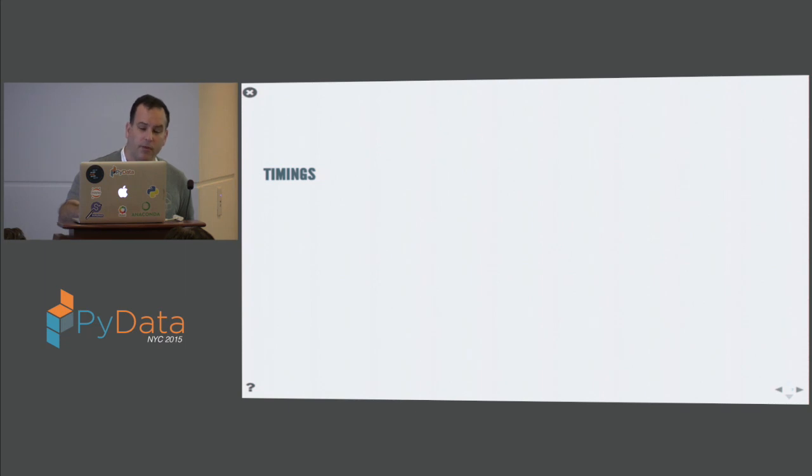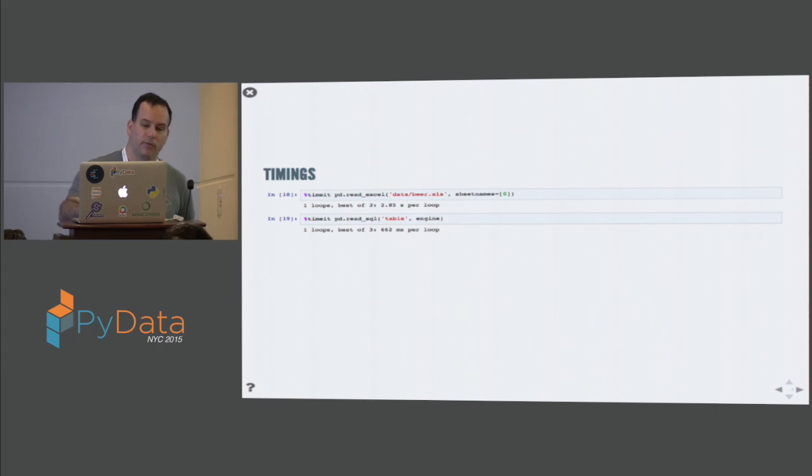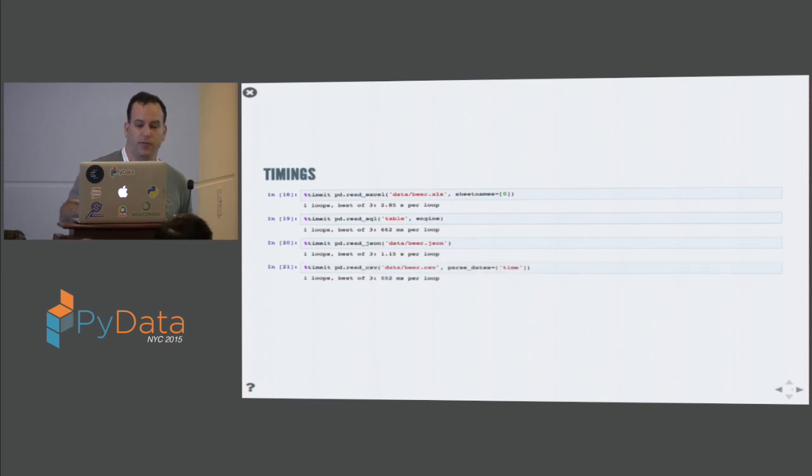So, some timings for various methods. This is 50,000 records by 13 columns, something like that. Excel is pretty slow. SQL is better. JSON is okay. CSV is pretty good. HDF is actually a lot better. You might think, oh, that's great.